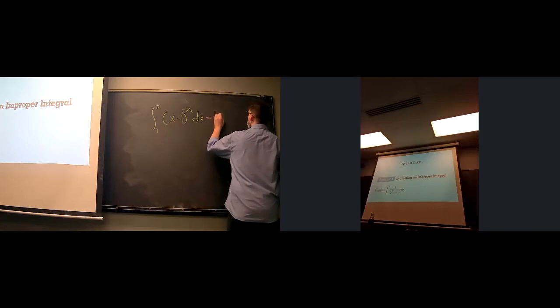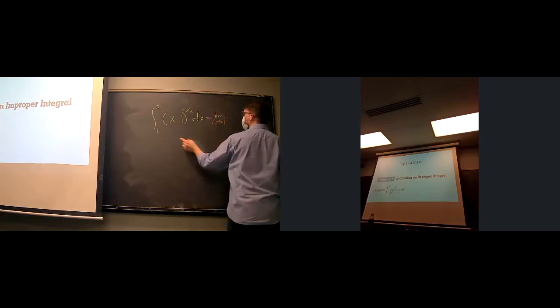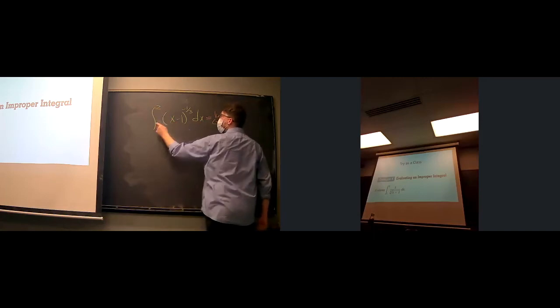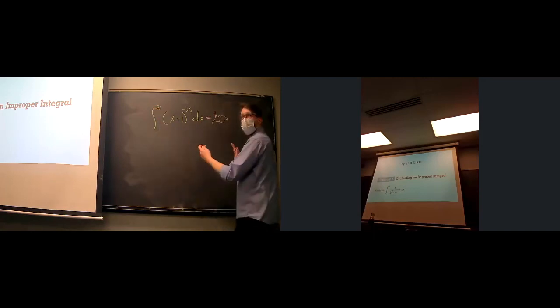This is the limit as c approaches 1. We're coming from the right because our interval is to the right of 1. So our limit has to be from the right. Of the integral from c to 2 of x minus 1 raised to the negative 1/3 dx.